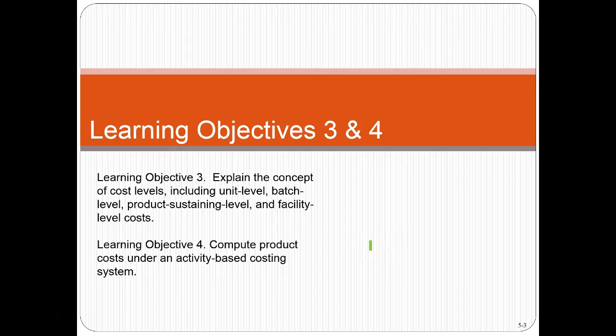In this video, we will continue on Chapter 5. We are going to Learning Objectives 3 and 4. Learning Objective 3 being to explain the concept of cost levels, including at unit level, batch level, product sustaining level, and facility level. Objective 4, compute product cost under an activity cost system.